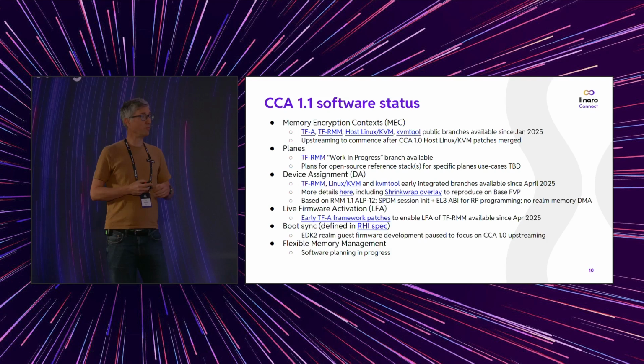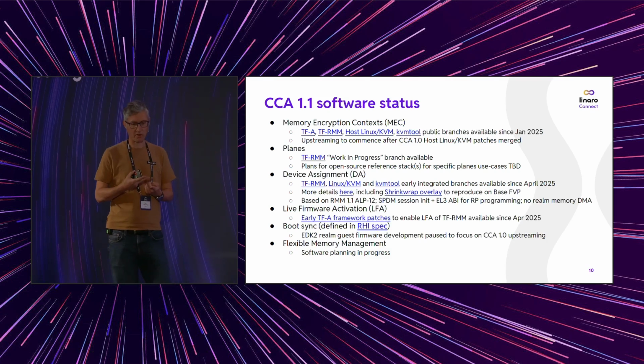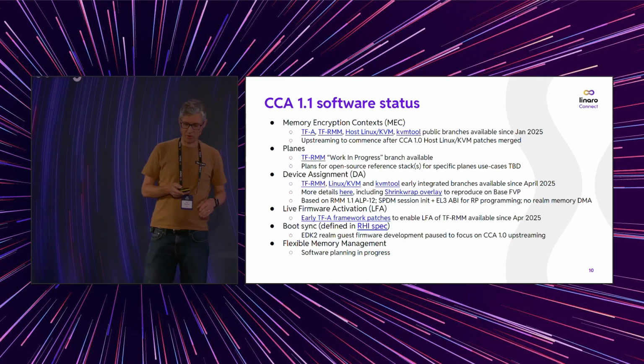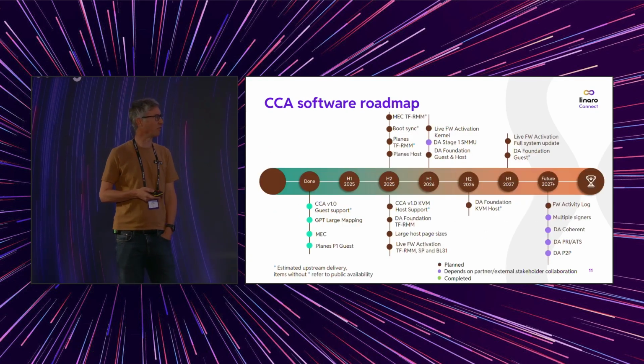Live firmware activation: there are some early framework packages in TF-A available to demonstrate the live firmware activation of TF-RMM, and we'll be working on update of TF-RMM and secure partitions and the BL31. There are different threads of activity all happening at the same time there. The boot sync patches should be available soon. It's been a bit on hold because of focusing on this 1.0 upstreaming. And the flexible memory management, we haven't quite worked out how and when we're going to deliver that yet. We need to see what the actual ABIs finally look like.